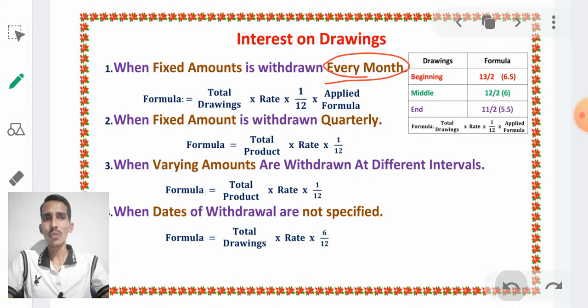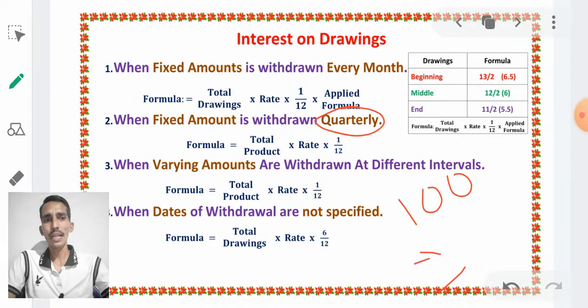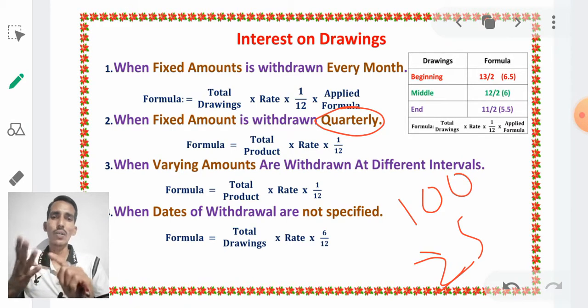But today I am going to discuss when a fixed amount is withdrawn quarterly. What do you mean by quarter? Quarter means 1/4 portion is called a quarter. Example, if we take 100, the quarter value is 25. 25 means if we add 4 times 25 it becomes 100, like that only.